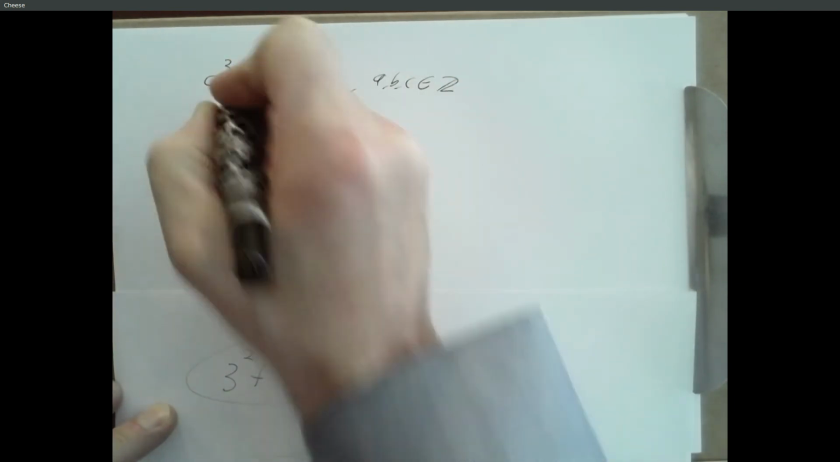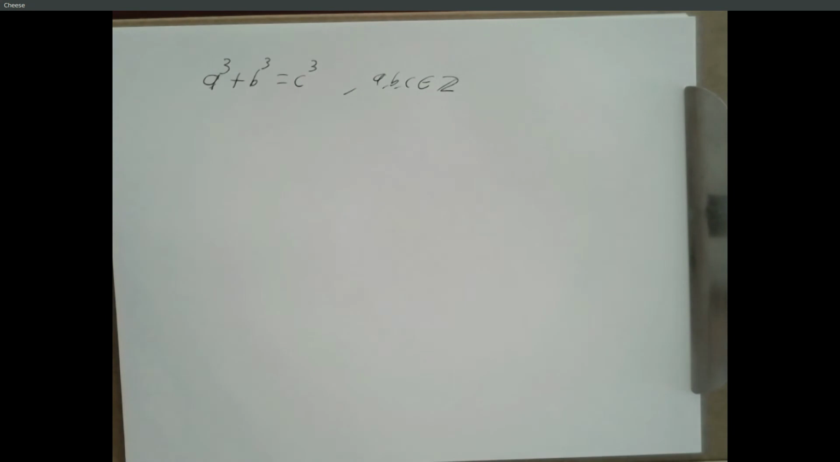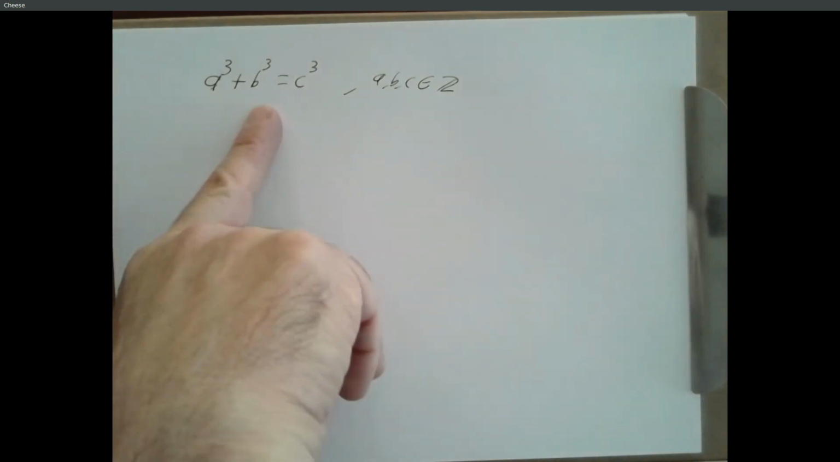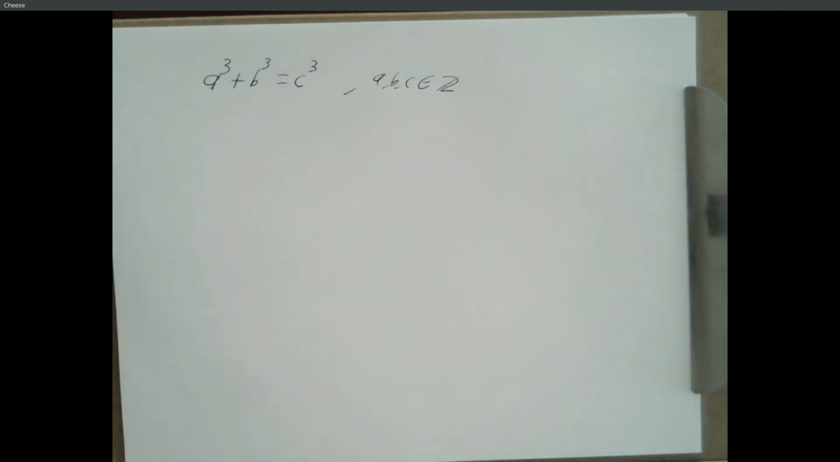What about three numbers whose cubes add up like this? And again, we're going to ignore the obvious things. Negative 1 cubed plus 1 cubed is equal to 0 cubed. Right, but the interesting solutions, where these things are, say, positive integers, are there numbers where this is true?